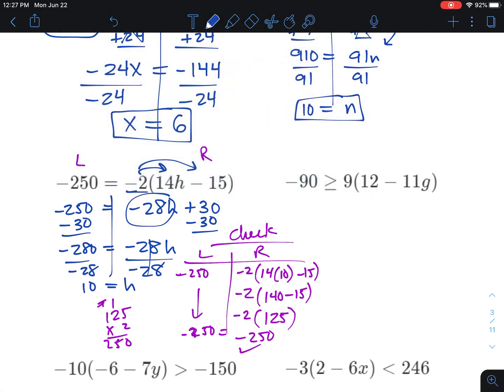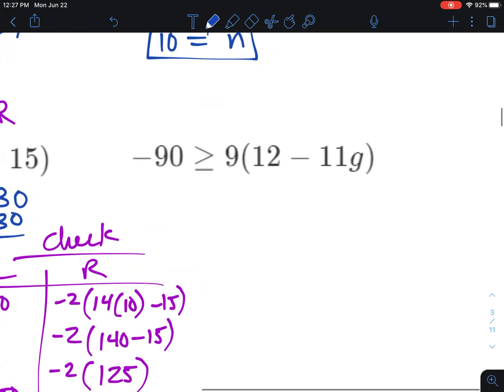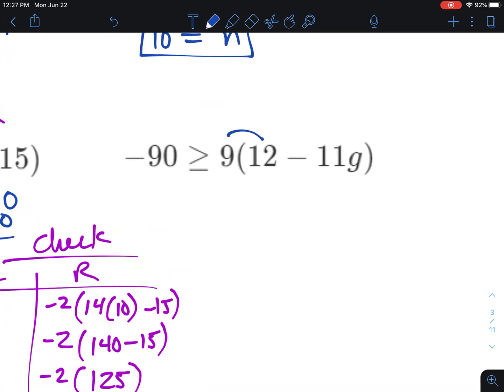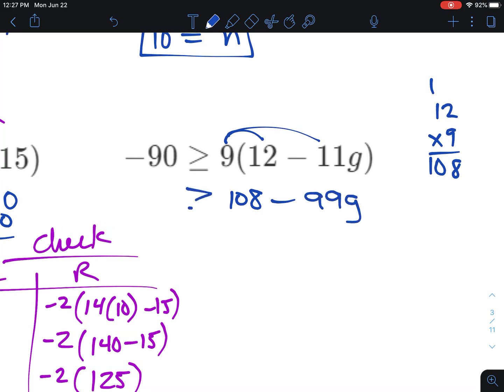Now for inequalities, it works the same way, basically the same steps as an equation. We're going to get the letter by itself, so we're going to multiply this 9 in, so 9 times 12. Off to the side here, I'm going to do 9 times 12. 9 times 2 is 18. 9 times 1 plus 1, 108. So 108 minus 9 times 11g, so that would be 99g. Bring down the symbol, bring down the number on the left.